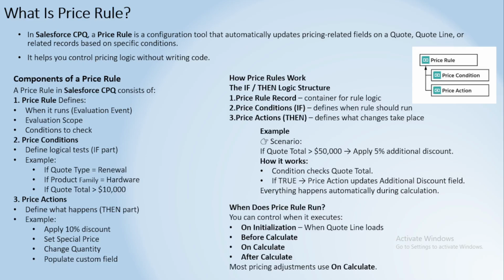So basically it depends on the condition, and if it is okay, then you can implement that action. So how exactly does the price rule work? I have given some examples here. If quote total is greater than 50,000, apply 5% additional discount. Correct? So a price rule can run on initialization, meaning when the quote line loads, and then before calculate, on calculate and after calculate. These are basically the scopes of evaluation, when the price rule runs. And most pricing adjustments we do on calculate, when we click on the calculate button, when this actually performs.